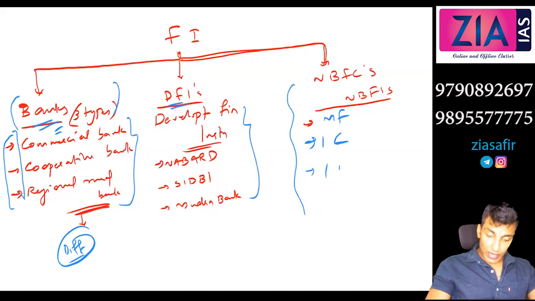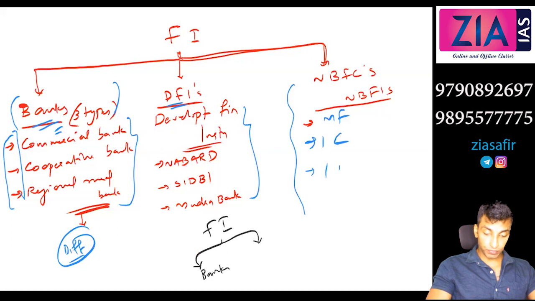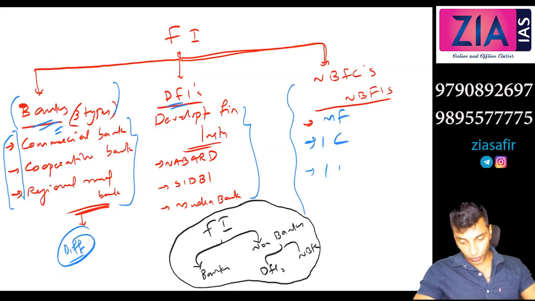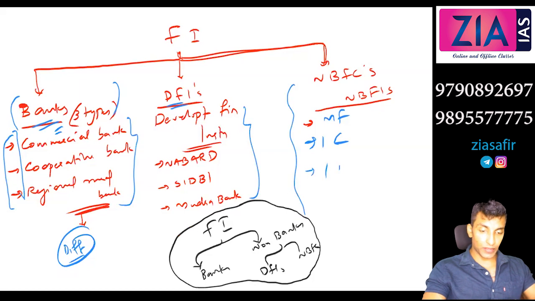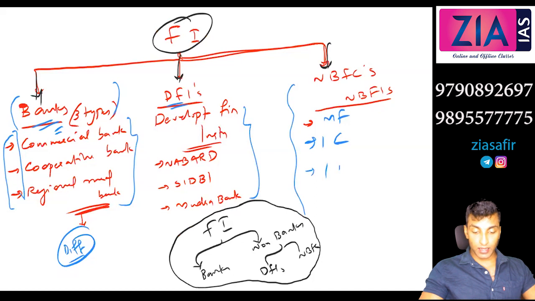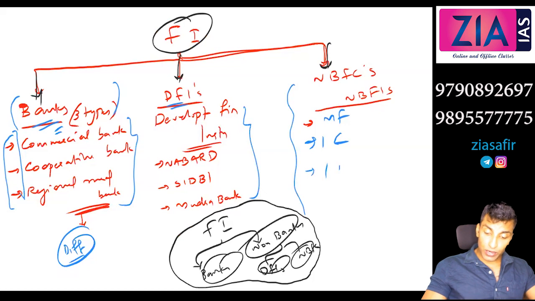Another way of classification is this: the financial institutions, you can make a twofold classification, banks and non-banks. Under non-banks you can write DFIs and NBFC. Some textbooks may tell you this also, but for your better understanding there are three different types: banks, DFIs, NBFCs. Otherwise banks and non-banks, these two are considered as non-banks. So why are these two considered as non-banks? Then what is the speciality of banks?